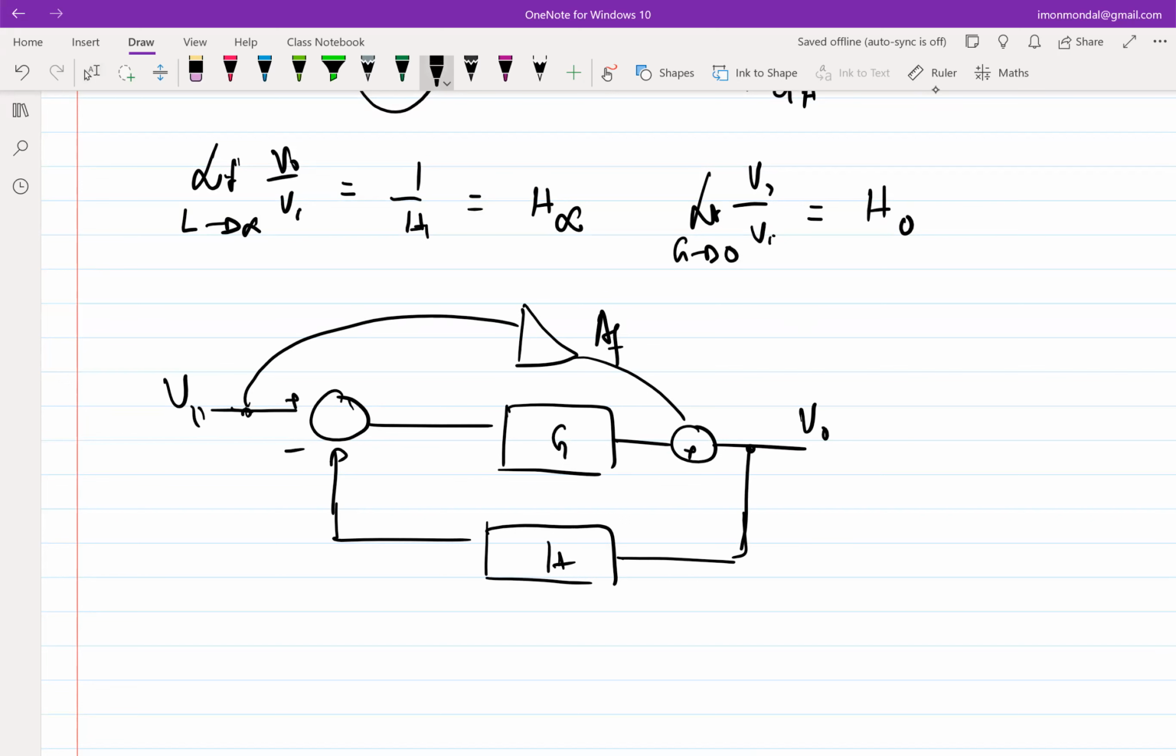So when you said GH tends to infinity, this is fine. This we understand. We have discussed this quite a number of times. But what about H naught? For H naught, all we are doing is setting G to 0, which means this goes off. If this doesn't exist, then obviously the feedback network in isolation cannot do anything, right? So whatever output you get will be V0 equal to AF times Vi. So the ratio of V0 by Vi will be AF.